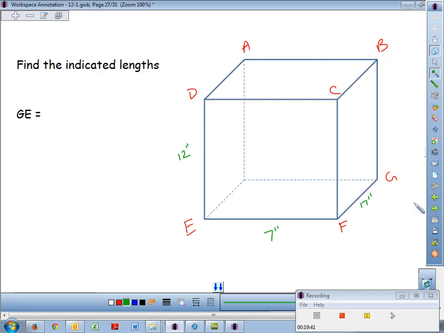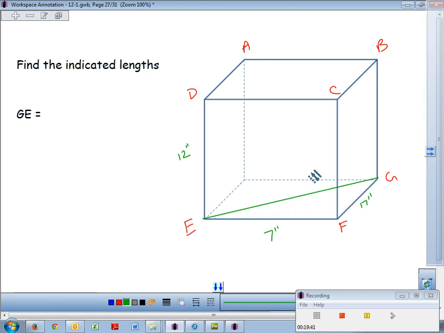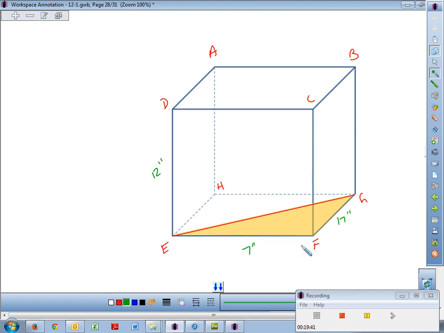Final one here: find the indicated lengths. If they don't have these dimensions in your picture, put them in there: 12 inches, 7 inches, and 17 inches. Find the distance from G to E. Okay, let's draw that in with our straightedge from G to E. And remember, this is a box. If it doesn't say so, I guess we're assuming it, because there should be a right angle in there somewhere. And this is a right triangle, so that's what we're finding. This is the hypotenuse, so 7 squared plus 17 squared should equal the distance from G to E squared.